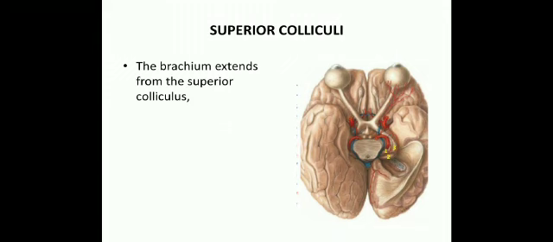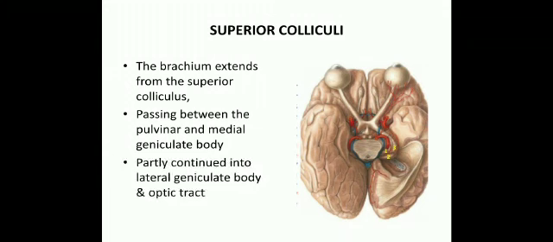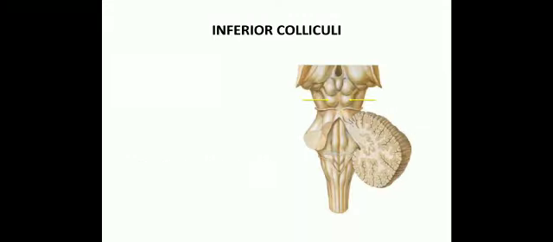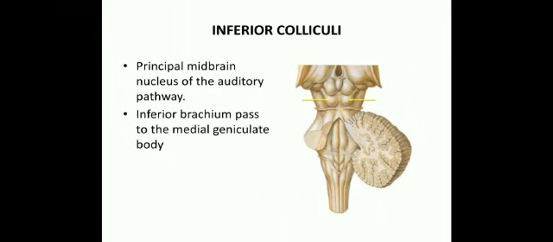The superior brachium extends from the superior colliculus. It passes between the pulvinar and the medial geniculate body. It is partly continued into the lateral geniculate body of the optic tract. So, the superior colliculi is mainly concerned with the optic tract, but partly it continues into the lateral geniculate body. The inferior colliculi is the principal midbrain nucleus of the auditory pathway. The inferior brachium passes to the medial geniculate body.